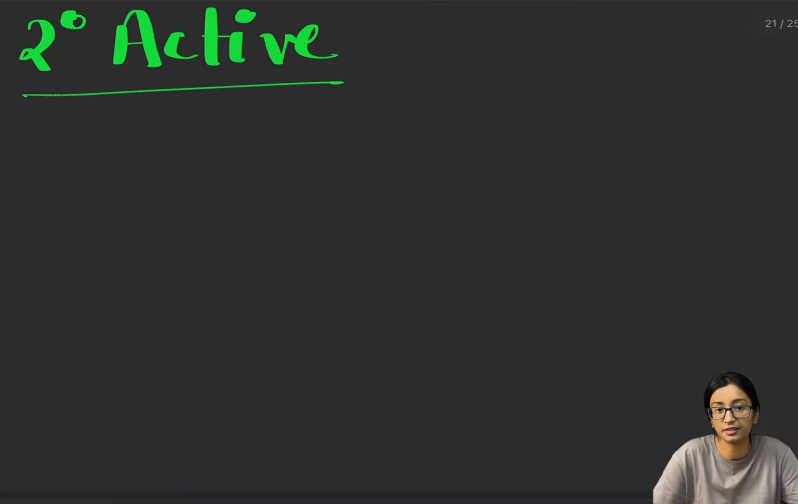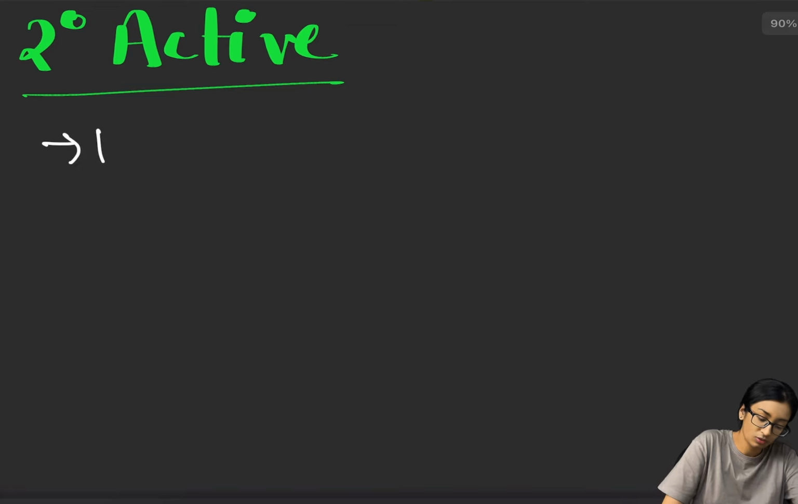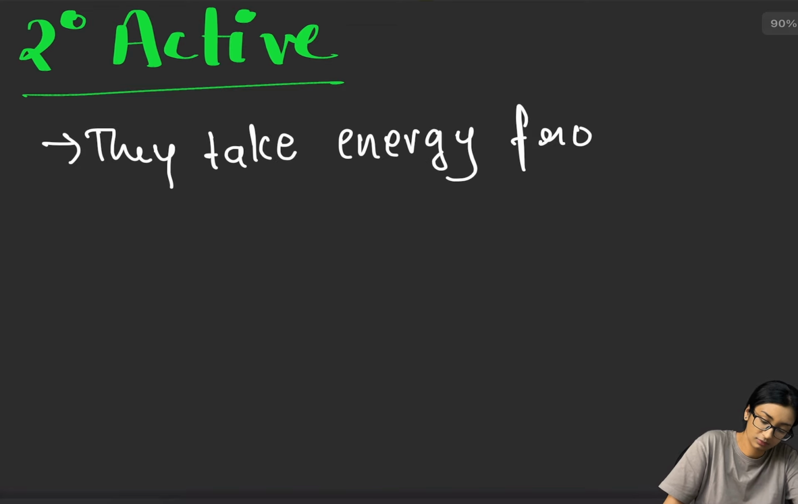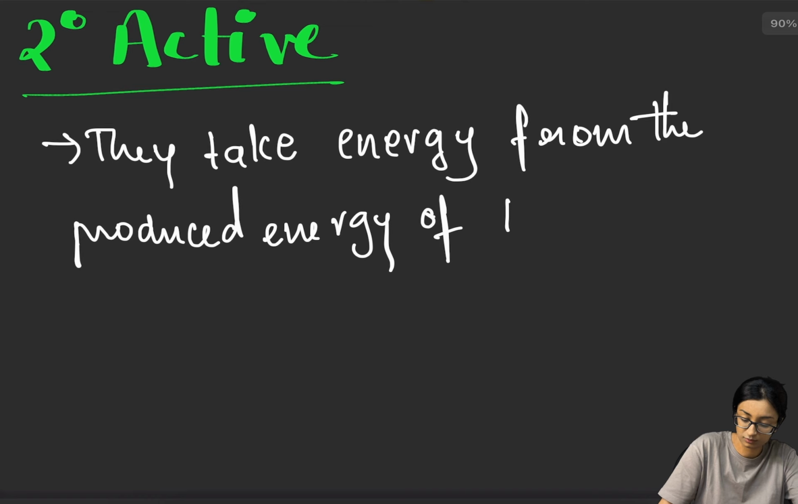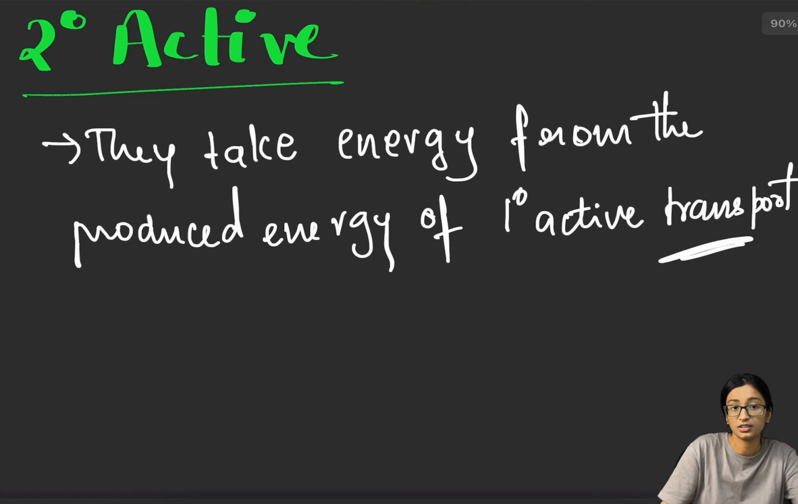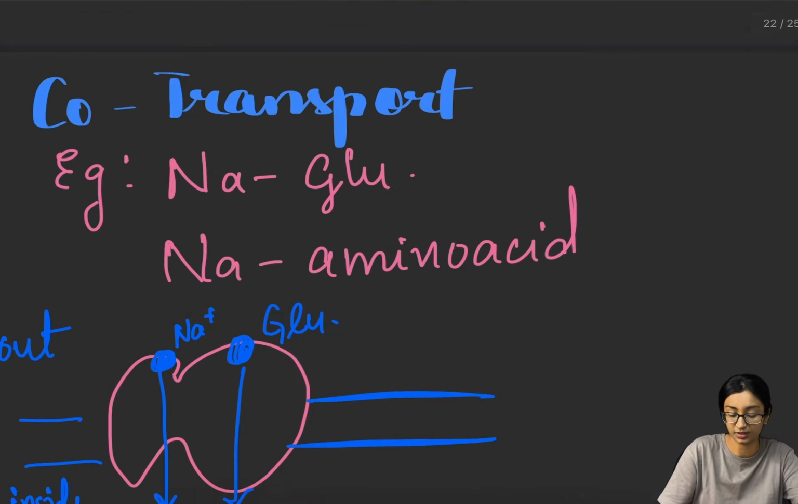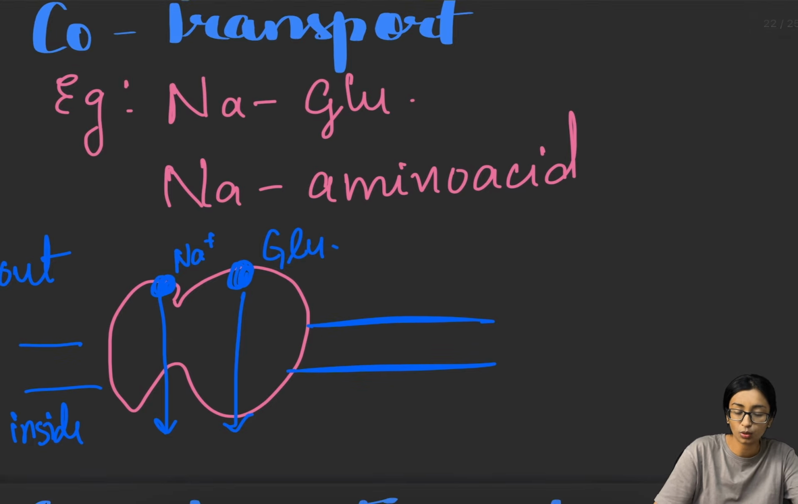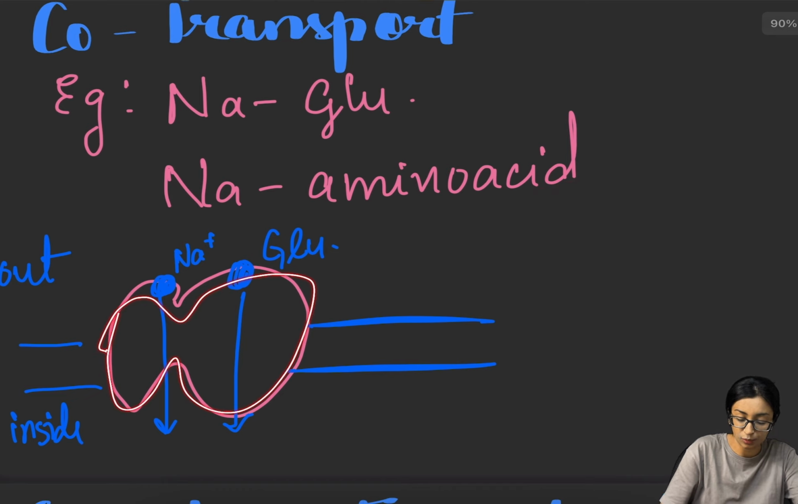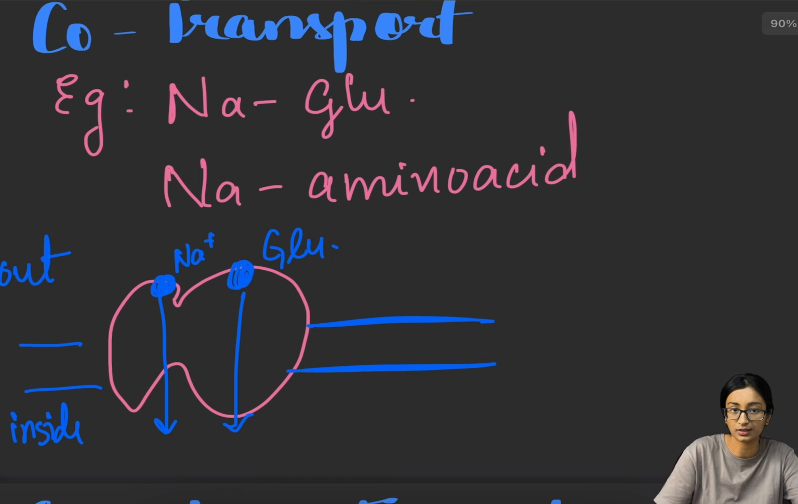The next is the secondary active transport. In secondary active transport, they do not require direct ATP. They take the energy from what has been produced in the primary active transport. It is again of two types, the co-transport and the counter-transport. In co-transport, the examples are sodium and glucose, and sodium and amino acid. This is the carrier protein. Sodium will attach to the outer side and glucose will also attach to the outer side of the membrane. They both together will come inside of the cell.